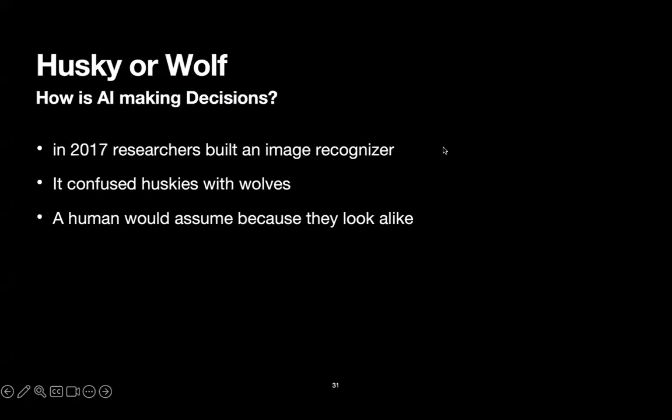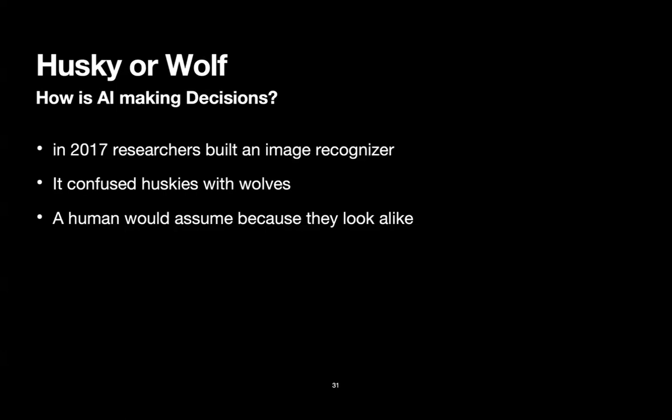So to illustrate my point about failure modes and how you can get surprised, some of you have heard me use this example in the past. I think it was 2016, there was a researcher who built a model that could recognize dog breeds, and they realized they kept having a problem where it couldn't differentiate huskies and wolves. And a human would say, well, that's because they kind of look alike.